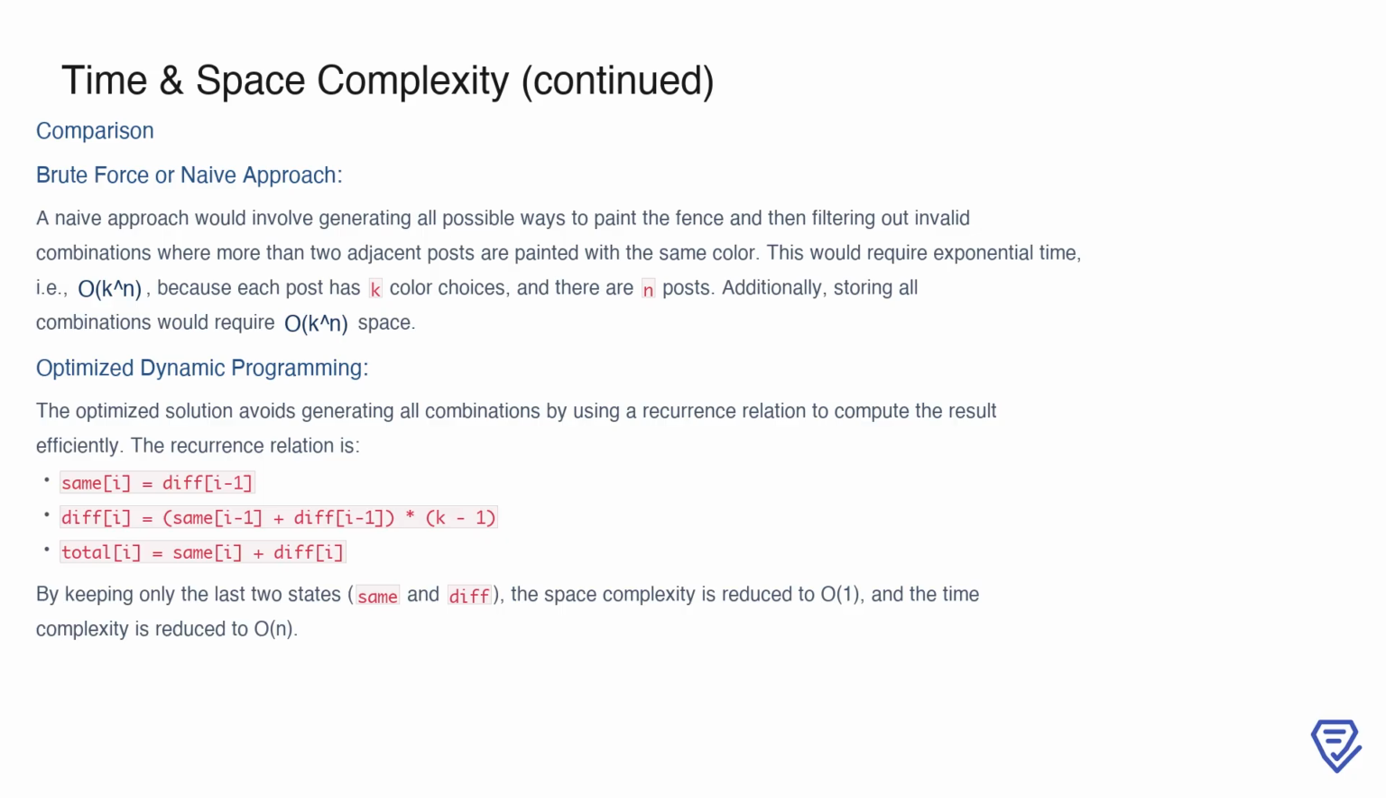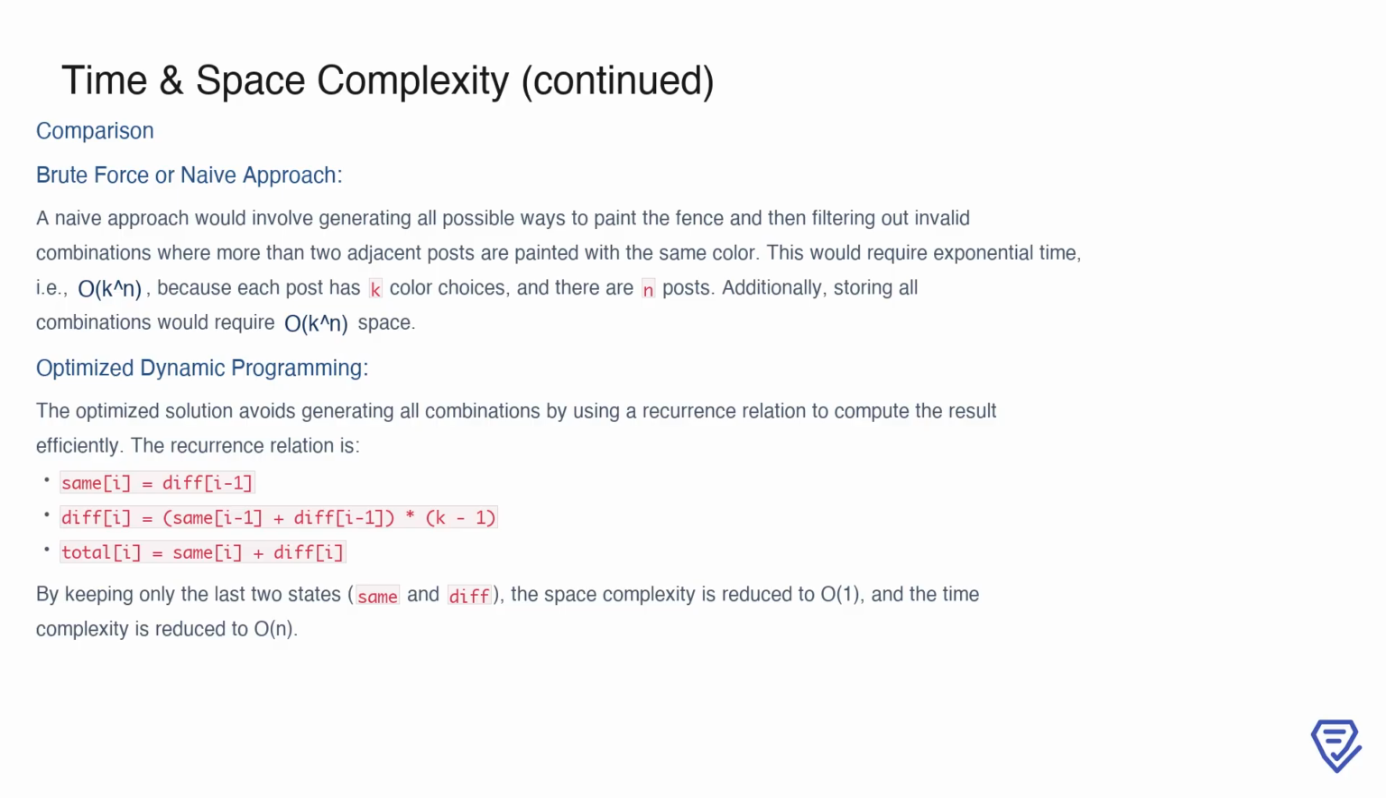To put this into perspective, let's compare the optimized solution to a naive or brute force approach. A naive approach might involve generating all possible ways to paint the fence and then filtering out the invalid combinations where more than two adjacent posts have the same color. For n posts and k colors, this would result in k to the power of n combinations to evaluate, leading to an exponential time complexity of O(k to the power of n). Moreover, storing all these combinations would require O(k to the power of n) space.